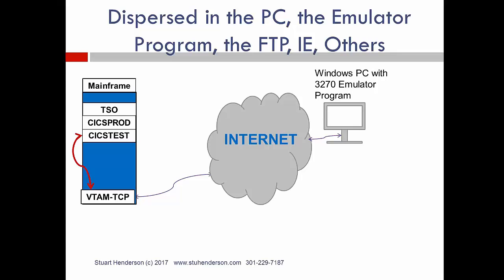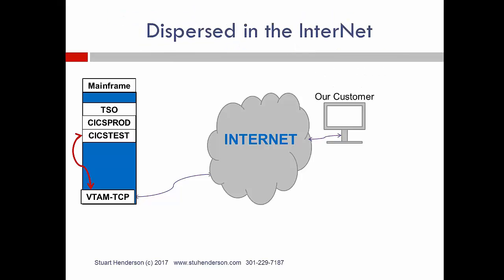Because in the Windows PC, you've got Windows itself, you've got the Emulator program, which can cost money, and both Windows and the Emulator program have administrative configuration options. And if you're running FTP or Internet Explorer or other programs, all of these have administrative options, and these are now being run by people maybe outside of your control. In addition to the dispersal of control over the PC, control has also been dispersed, which makes it harder to manage, over the Internet itself.